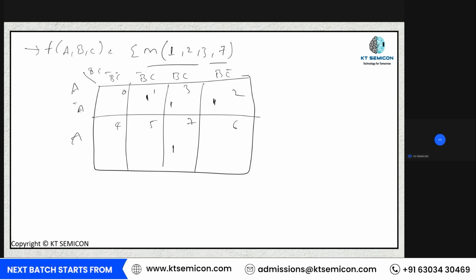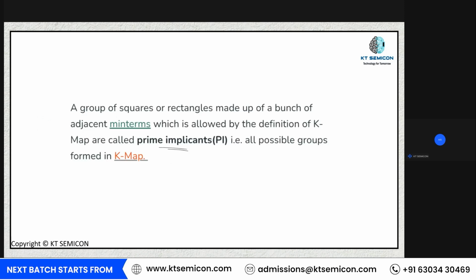Now, what I'm going to do is first of all group the possible number of minterms over here. So this is one possible pair with which we can group, and this is one possible group, and this is one possible group. So there are a total of three prime implicants. This is one prime implicant, this is another, and this is the third one. So the total prime implicants over here is three. Okay, so this is how we find out the prime implicants. A prime implicant is nothing but a possible group.